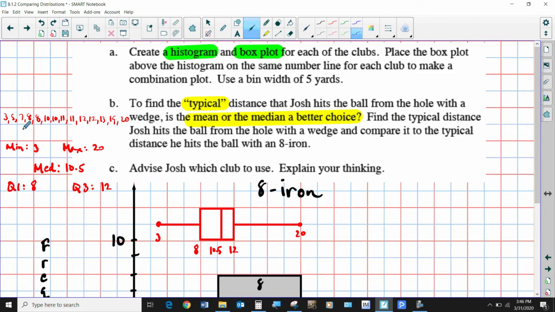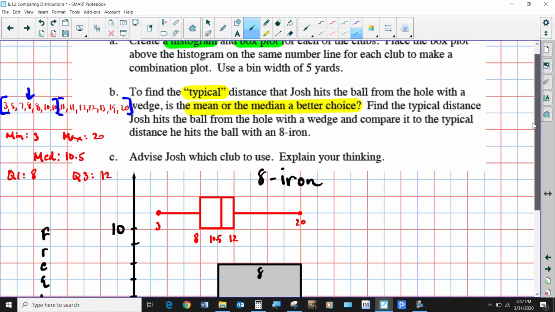Now let's switch to the 8-iron. And so here are the 14 numbers ordered from least to greatest. The minimum is 3, the maximum is 20. The number in the middle is right here, so that's going to be 10.5. And then you take everything less than your median, and it looks like there's just the number 8 right here. That's the number in the middle there. So that's your first quartile. And everything greater than your median, 1, 2, 3, 4, 5, 6, 7, the one in the middle there is the 12. So that's our upper quartile.